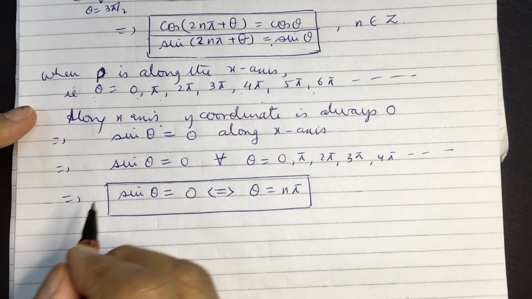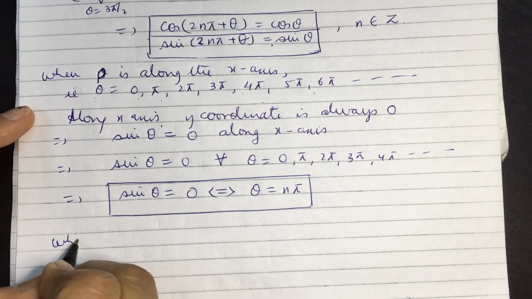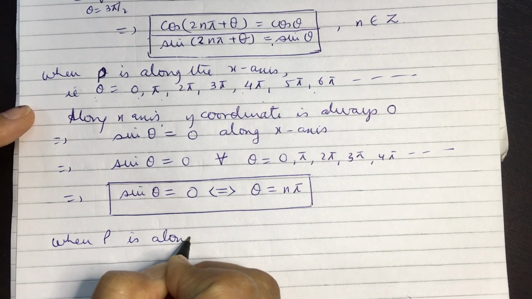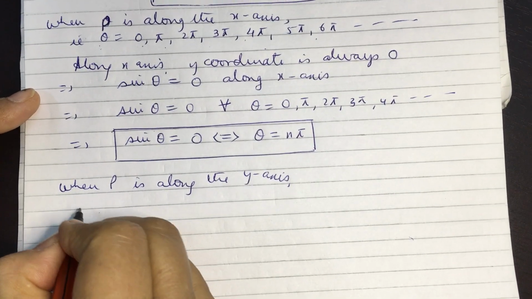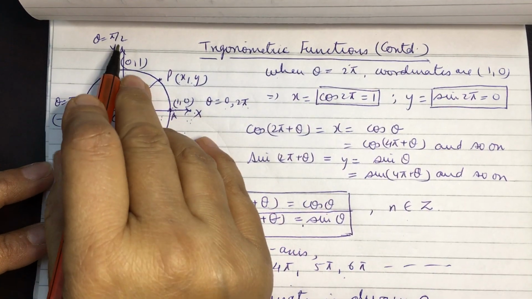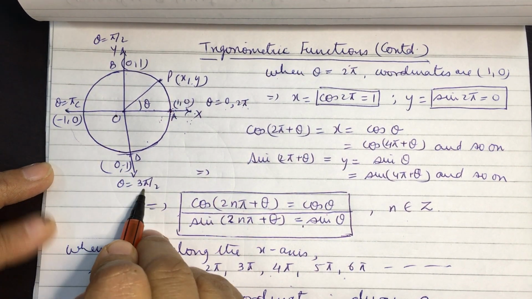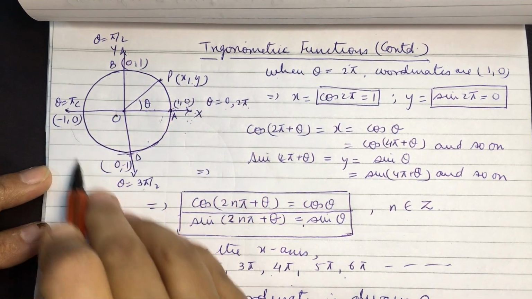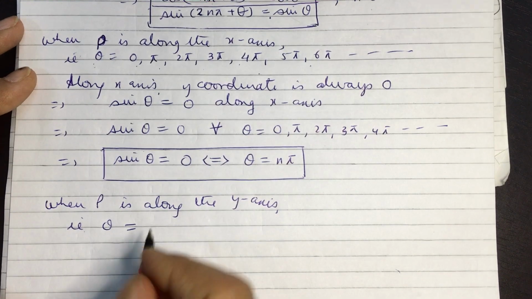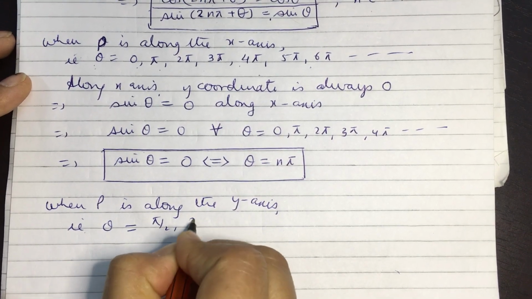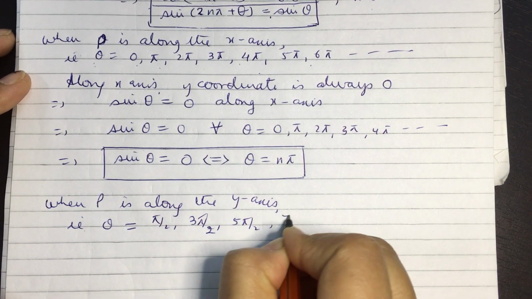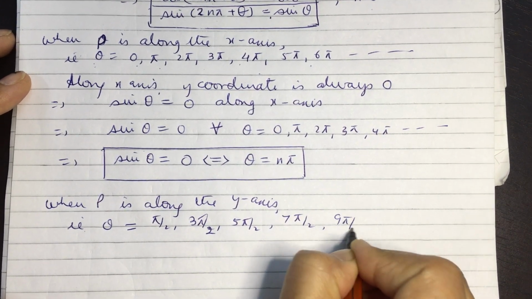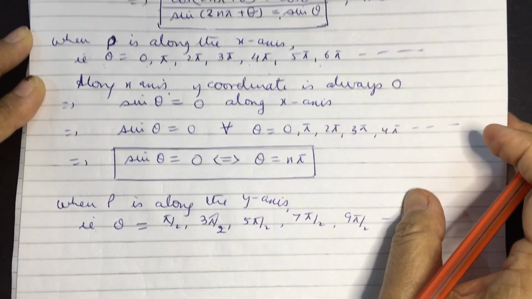Now the next one. When the point P is along the y-axis, what do we have for theta? Theta is pi by 2 or 3 pi by 2 or 5 pi by 2 or 7 pi by 2 or 9 pi by 2 and so on.